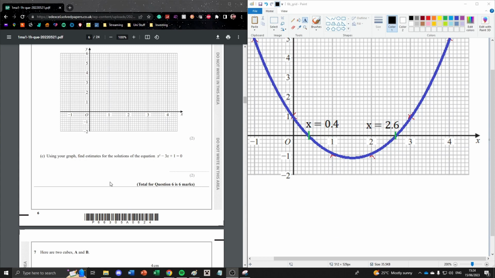Part C of question 6 asks us to use the graph we have just sketched to find estimates for the solutions of the equation where our quadratic is equal to 0. Very simply for this, we're going to look at the points where the graph intersects the x-axis, because of course at the x-axis, y is always equal to 0. So we look for these two intercept points, we draw a little line through them, and we can see that the first one is x equals 0.4, and the second is x equals 2.6. So our two answers are 0.4 and 2.6.